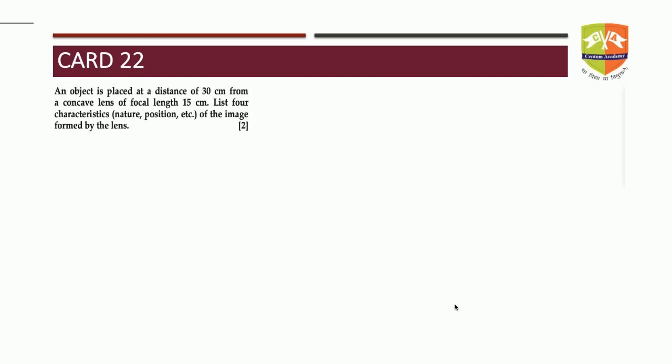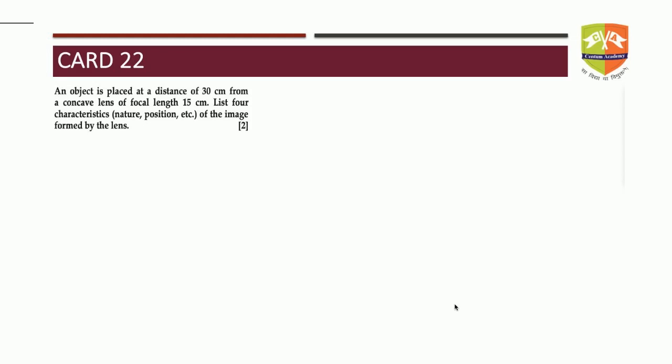Position is minus 10 centimeter on the left hand side of the concave lens, 10 centimeter from the optical center. Now, size of the image, HI. The size of the object has not been given, but you can find magnification.